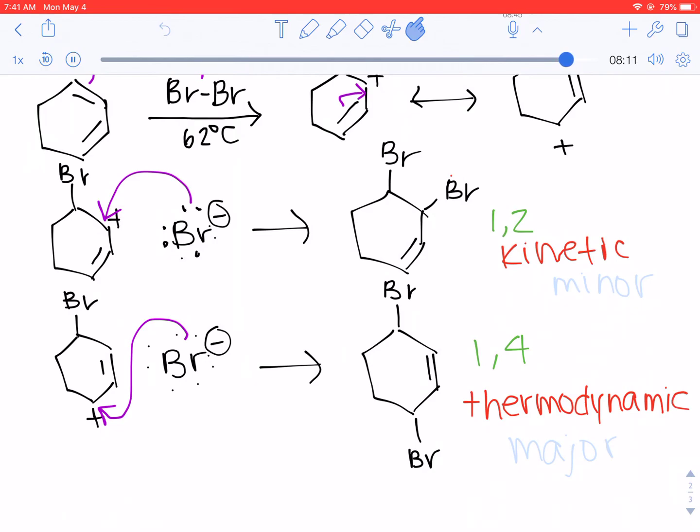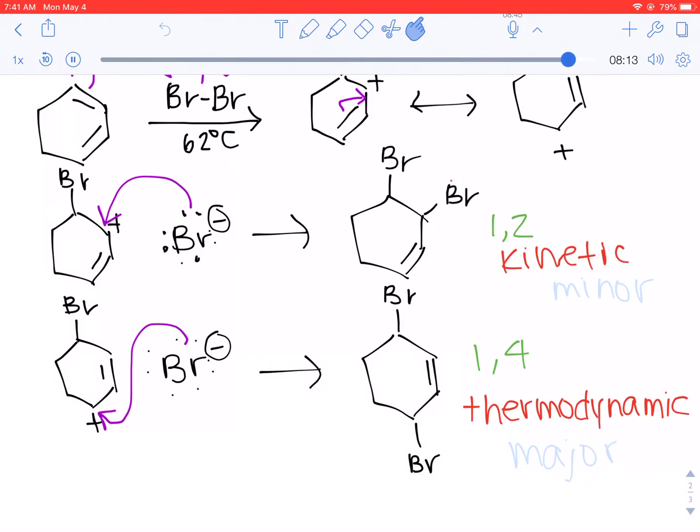Now we think back one more time to determine the major and the minor product. And we remember that we said that the major product would be the thermodynamic product when heat is added. So we noticed that the reaction occurred at 62 degrees Celsius, which means heat was added, making the thermodynamic product the major product, and the kinetic product the minor product.